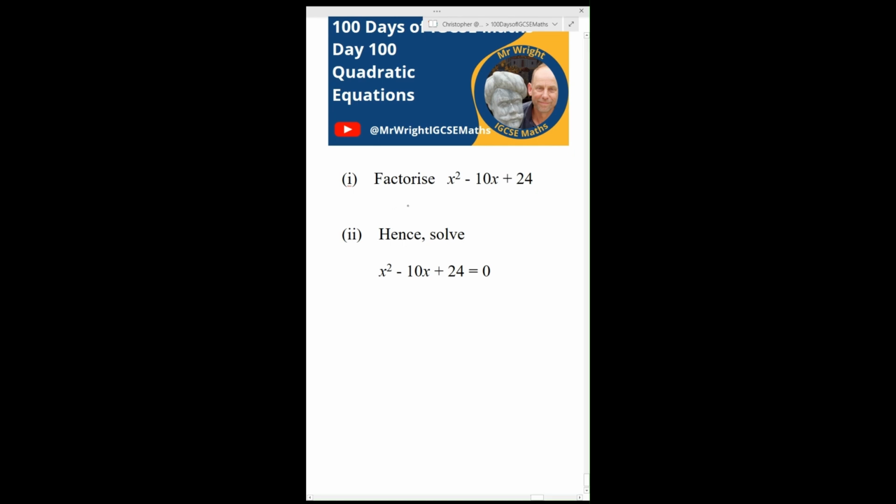Right, I have to factorise this expression here, which is going to factorise to x minus 4 lots of x minus 6. So when I solve this equation here, I factorise the left-hand side, which gives me my two answers, x equals 4 or x equals 6.